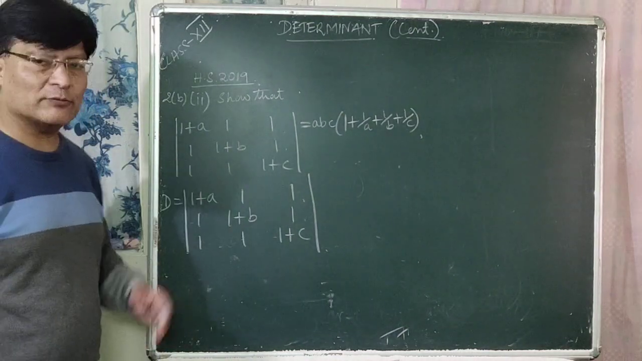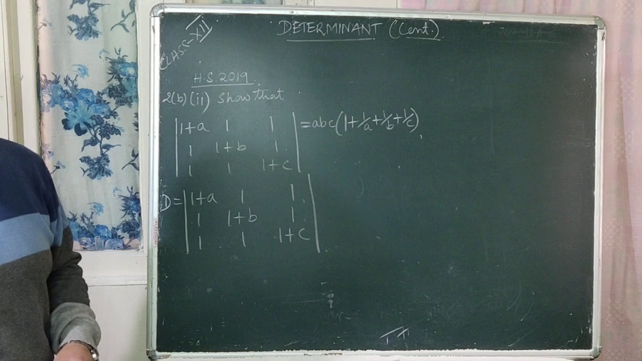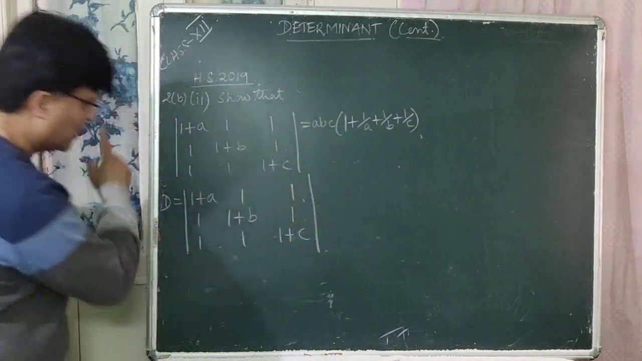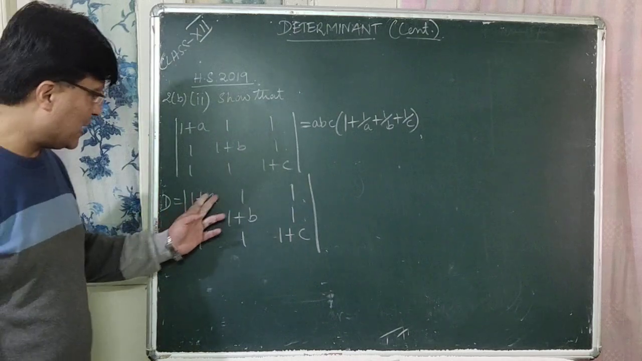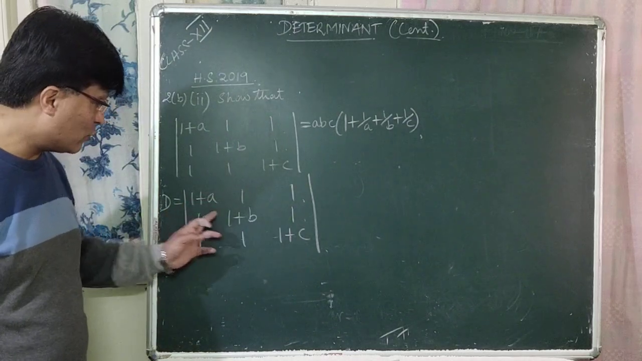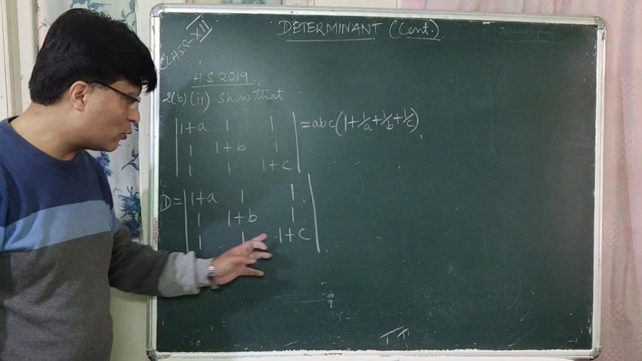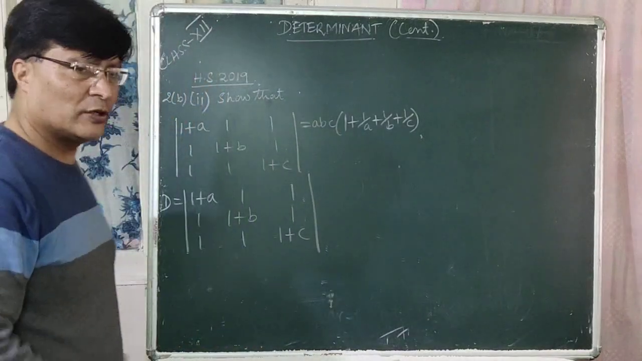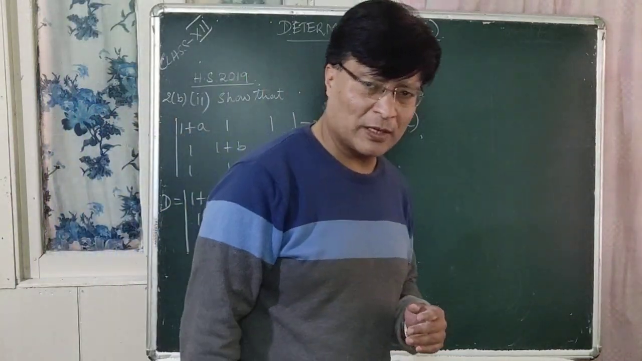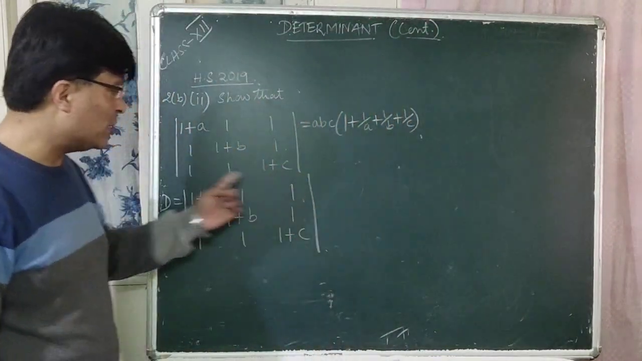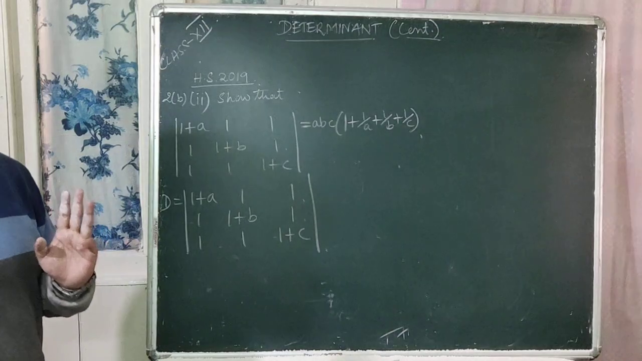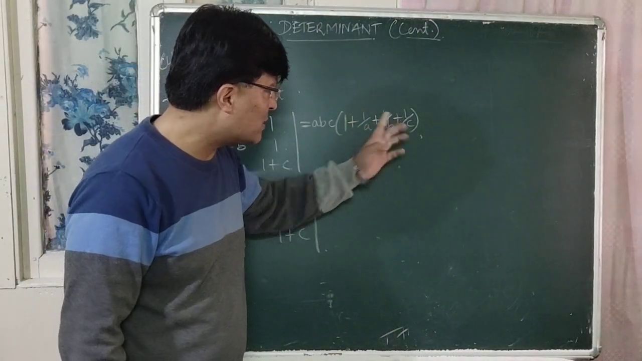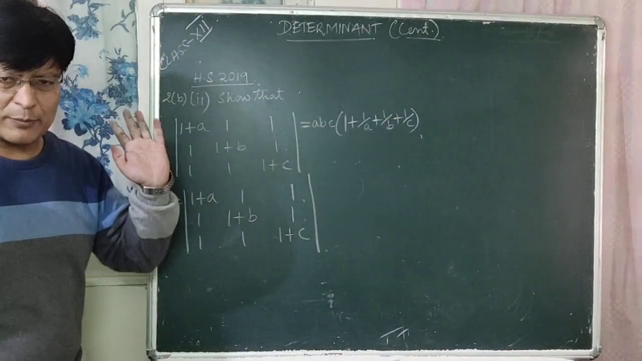So let us write down the left hand side determinant. Let D be equal to, so let us copy this one, 1 plus A, 1, 1; 1, 1 plus B, 1; 1, 1, 1 plus C. Now you have to consider the right hand side also. Looking at the right hand side, we will know what to do in this determinant. Okay, so here 1 upon A, 1 upon B, 1 upon C is there, but there is no 1 upon A, 1 upon B, 1 upon C in the determinant, right?